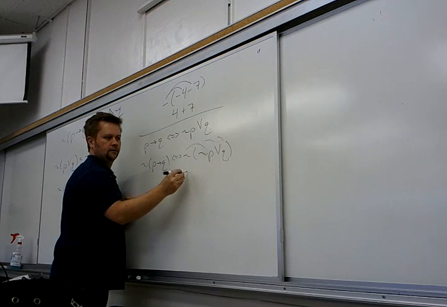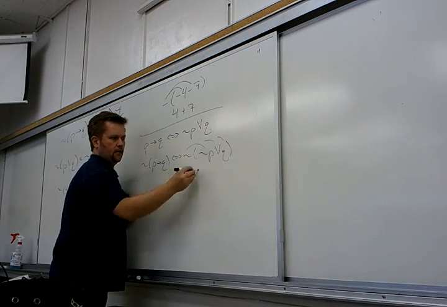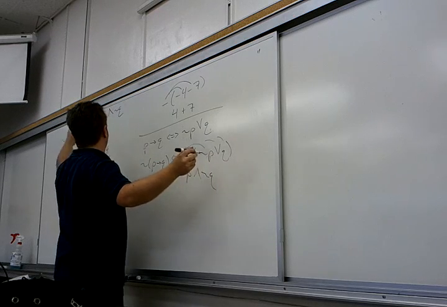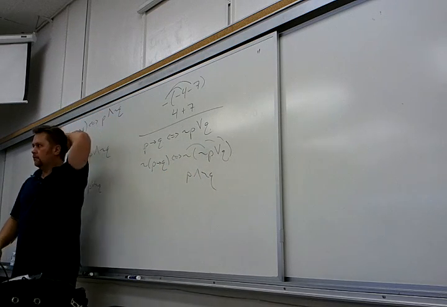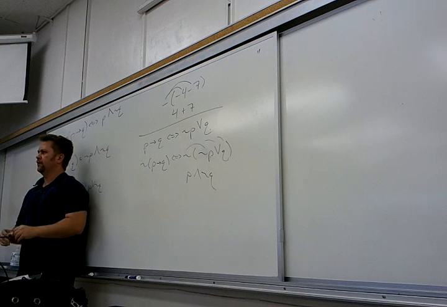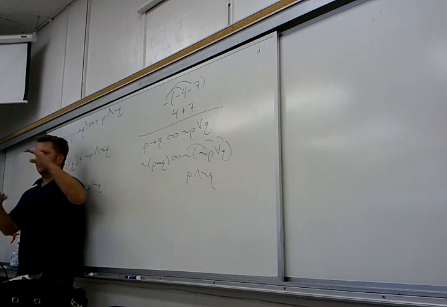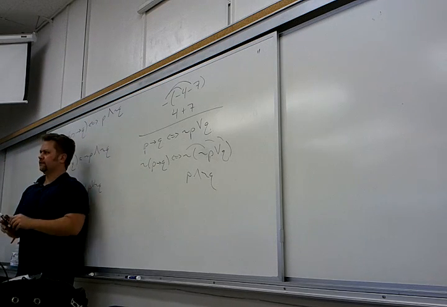P, not P is P and, not Q, which is another way to prove what we got up there, right? It's a little more mathematical way to prove. Up here we proved this English-wise. There's a mathematical proof of this.